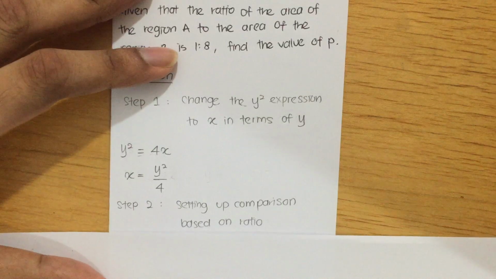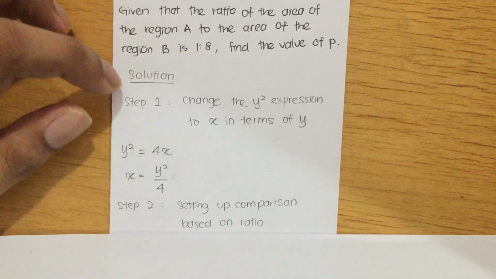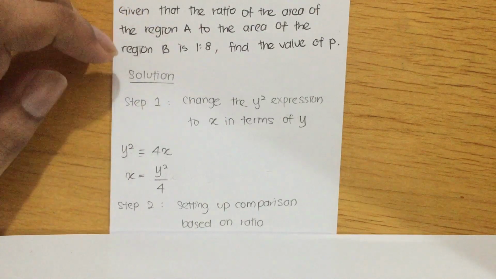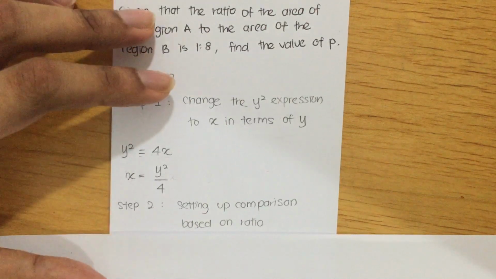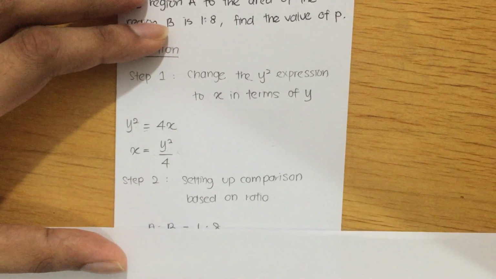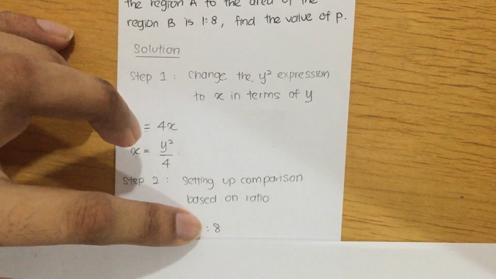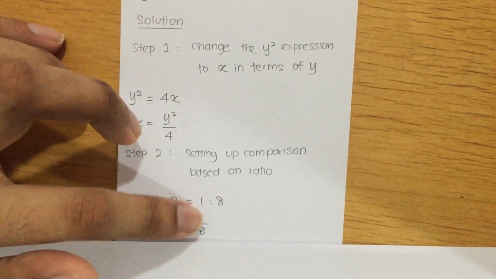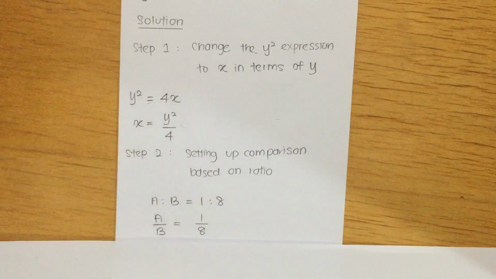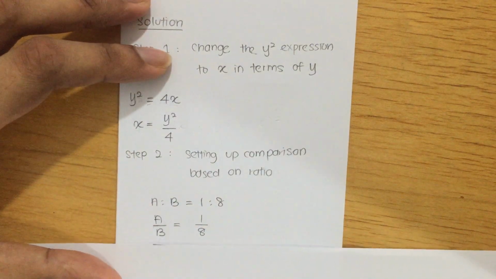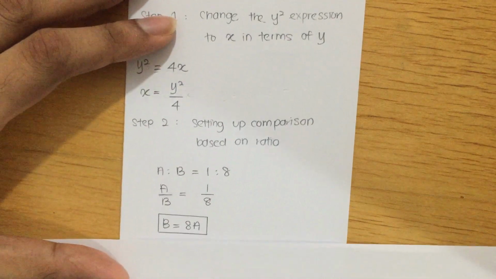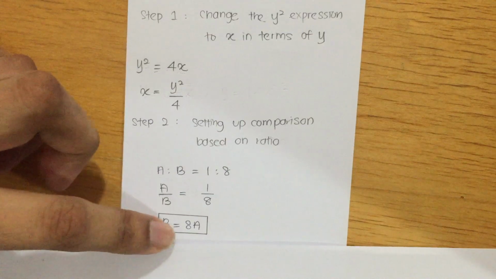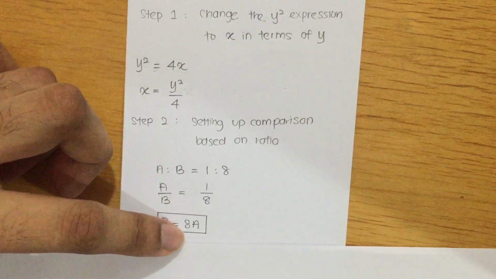Setting up comparison based on the ratio. In the question, they already give us that the ratio of area region A and region B is 1:8. So we're going to set up the comparison for both of the regions. So A is to B is given as 1:8. So A over B is equals to 1/8. We can write our ratio in the fraction form as well, guys. So from here, we can form our comparison. B is equals to 8A. So this is the relation between the area B and the area A, guys. So B is equals to 8 times the area A.